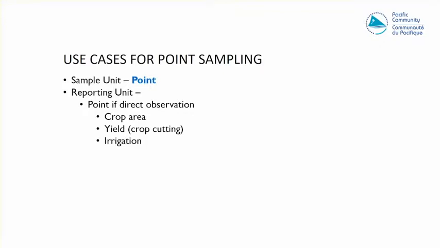They can look at whether irrigation is present on that point. They can also look at some landscape features. What is the land cover? Is it agricultural land? Is it forest land? This is very helpful if you want to develop something like a land cover map, which we saw in the last slide.